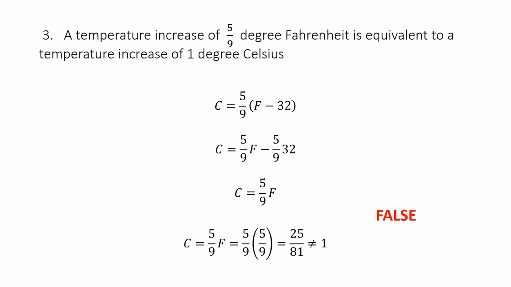An increase of 5/9 degree Fahrenheit leads to an increase of 25/81, not 1 degree Celsius, and so statement 3 is not true.